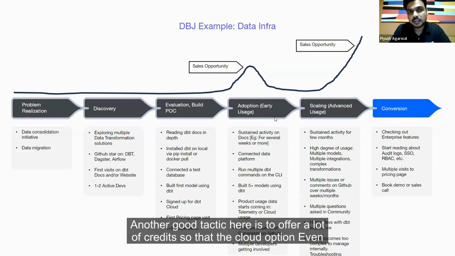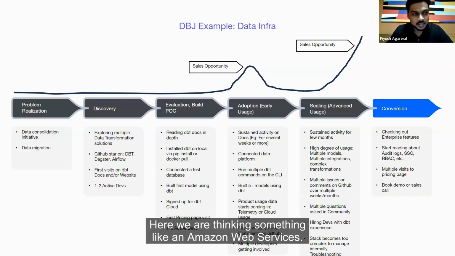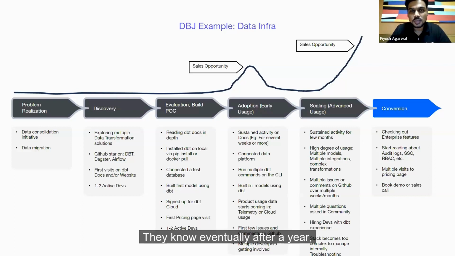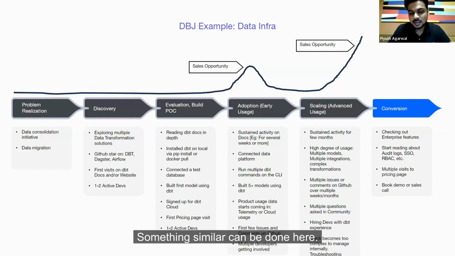Another good tactic here is to offer a lot of credits so that the cloud option, or the buy option, starts looking cheaper. And here we are thinking of something like Amazon Web Services. They offer $150,000 worth of free credits just to get you started. And they know eventually, after a year, you will exhaust the credits and you will end up paying them. So something similar can be done here.